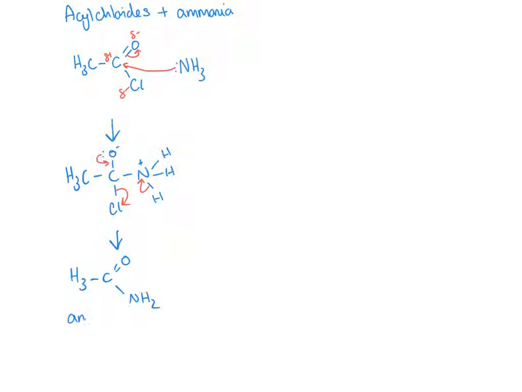So this time we've made an amide. And let's have a look at the other product. We've got a chlorine and we've got a hydrogen. So the other product is HCl.